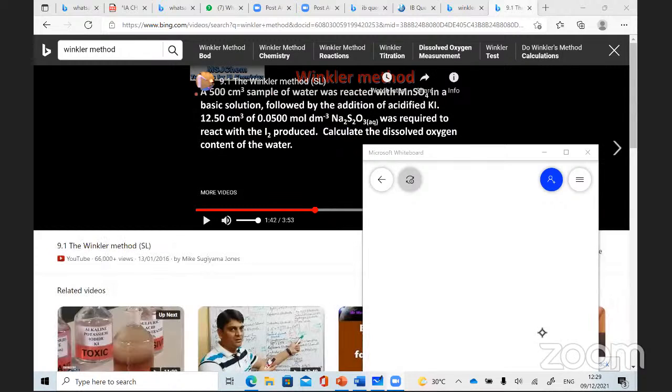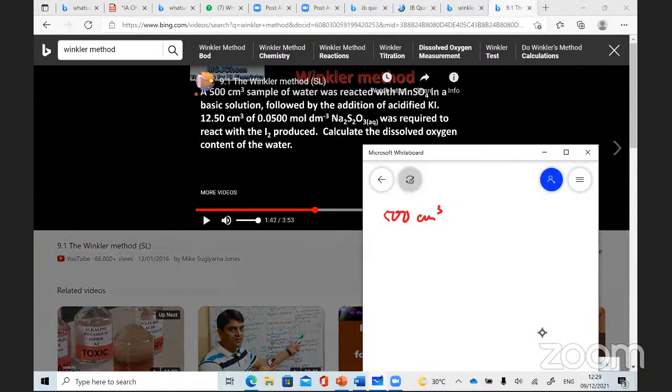Nampak kan? Okay, so 500 cm cube of sample water was react. Okay, so the sample dia adalah 500 cm cube. And then 12.5 of the thiosulfate was required to react with the iodine produced. What is the DO content of the water? So maksud dia kata what is the oxygen concentration? And then basically, before I forgot, the dissolved oxygen dia punya unit basically milligram over dm cube ataupun terpanggil sebagai part per million.